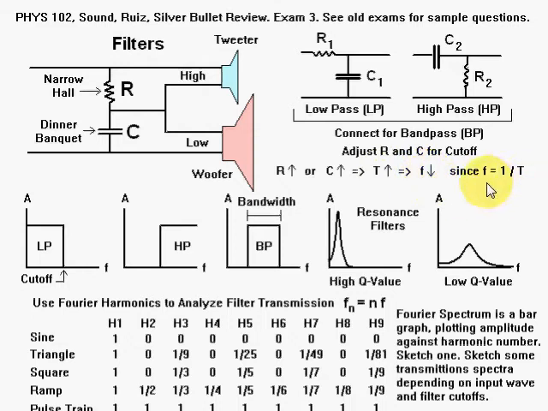Remember your formula, frequency is 1 over T. So if your period T is 2 seconds, then your frequency is 1/2 of a cycle per second. And if your period here is 10 seconds, then your frequency is 1/10 hertz, which is 1/10 of a cycle per second. So remember that relationship, we call that an inverse relationship.